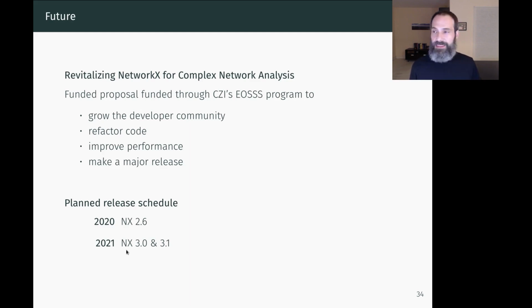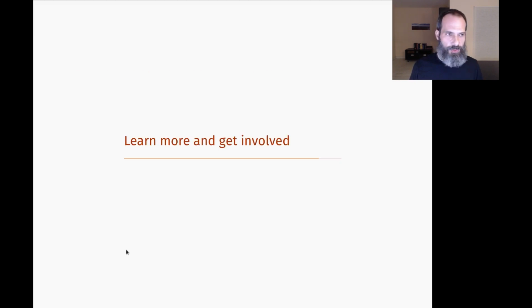So we have a planned release schedule of releasing 2.6 at the end of 2020. Early 2021, we'll release NX 3.0. And the goal is that at NX 3.0, we have cleaned up a bunch of our messes, and we're really in a position for growth. And so we're going to be very aggressive after NetworkX 3.0 in trying to grow our community and recruit new developers. And this is part of why we're talking now, to get people excited and hopefully have some new contributions.